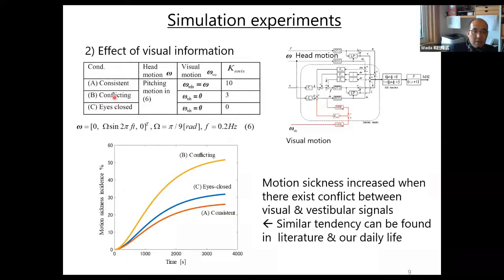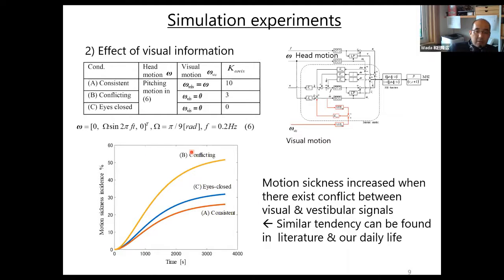And in B, conflicting condition, no visual information was given, which imitates reading a book in a car. A smaller gain k was employed by assuming that humans can decrease our weight to the visual information when we notice that the visual input does not reflect our body movement. And in C, eyes closed condition, no visual input was applied, and also the gain k equals 0 was used by assuming that we do not integrate our visual information to our body motion perception when eyes closed, right? And this is a result.